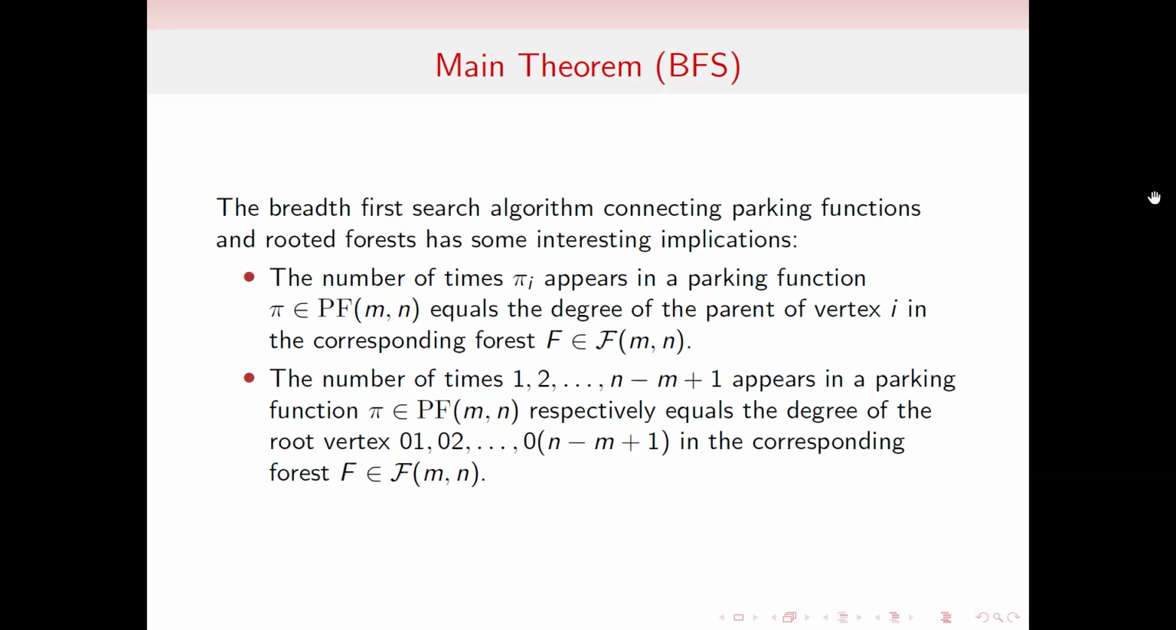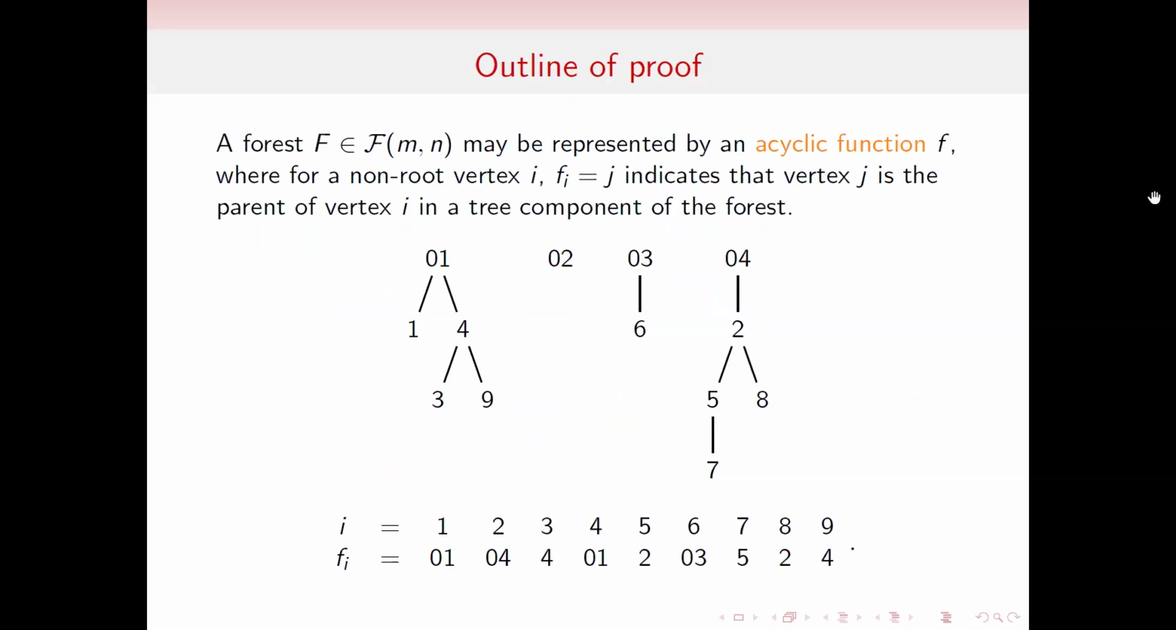The number of times pi I appears coincides with a degree, and the number of times 1, 2, and up to n minus m plus 1 appears also coincides with a degree. And then I actually gave a quick proof, but I guess I'll just go over it real quick because I don't have much time remaining. All right, so here is the proof. If you are interested, I can tell you more details later.